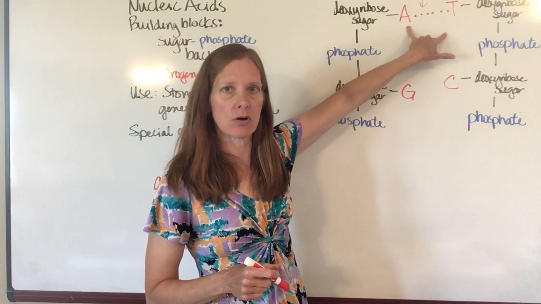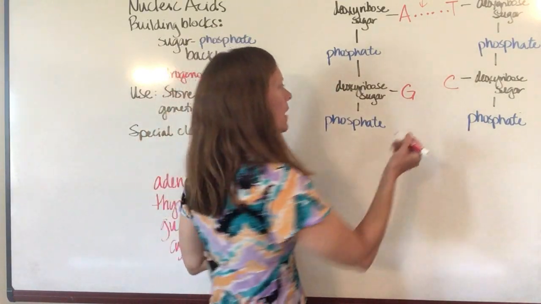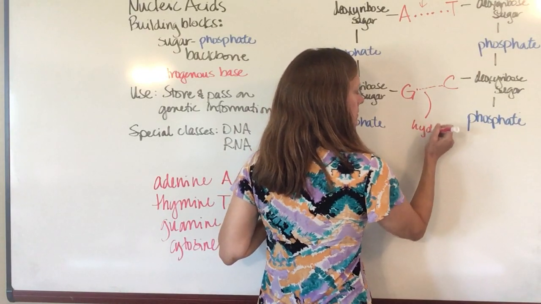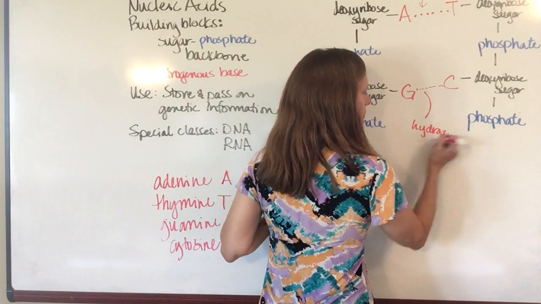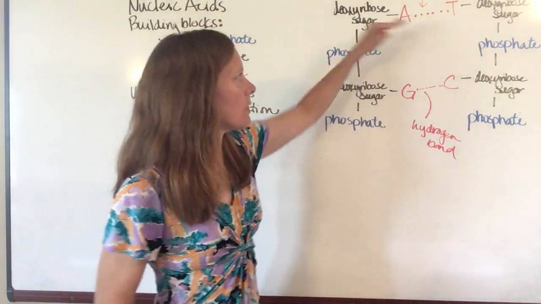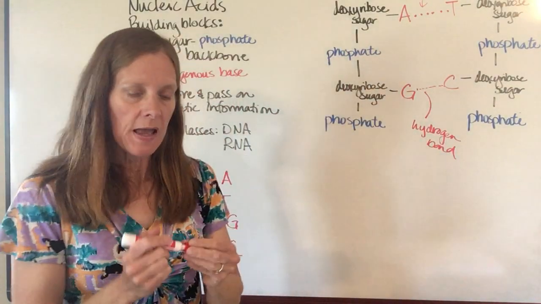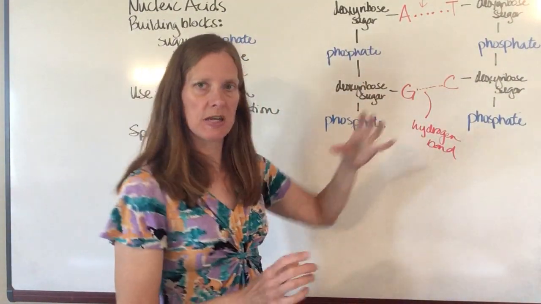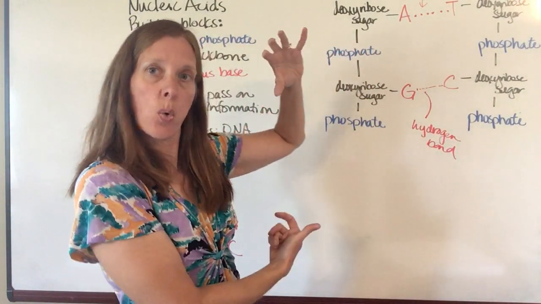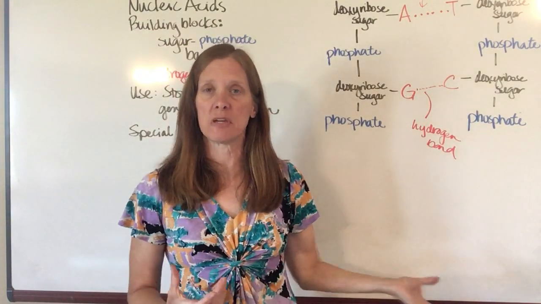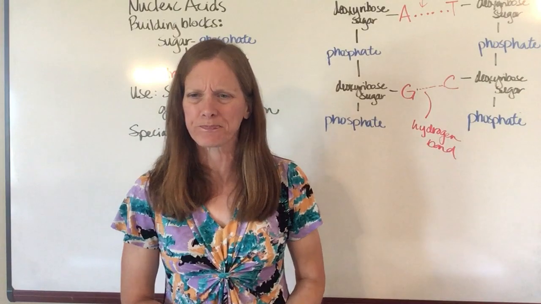So your adenine hooks to your thymine, and your guanine hooks to your cytosine, again with a hydrogen bond. And that's what makes up the rungs of the ladder all the way down. Then once that ladder is all put together, the ladder starts to twist, and that gives the double helix image that we're so used to seeing.